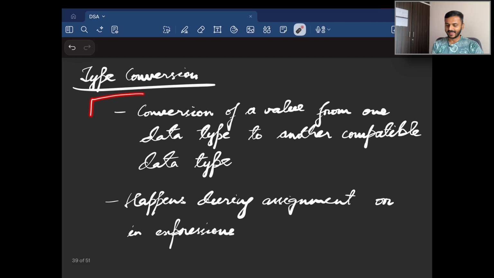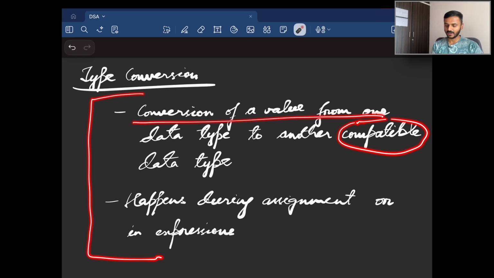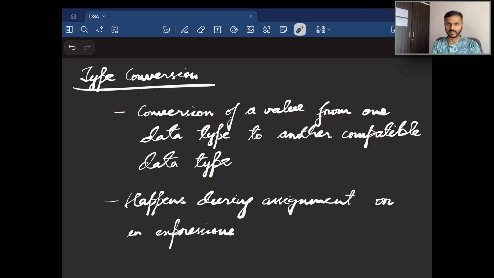So we have understood everything that is there in this definition except this part. That is, it is conversion of a value from one data type to another compatible data type. And we will discuss this as well, but not right now, in some time. Right now, let me ask you a question.